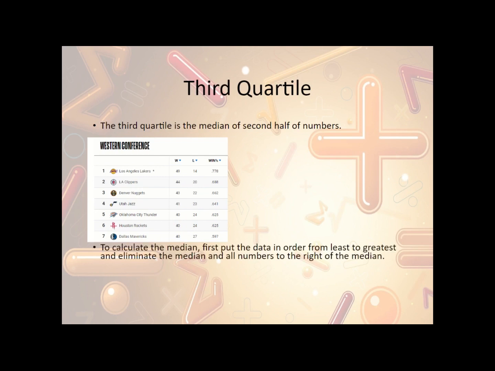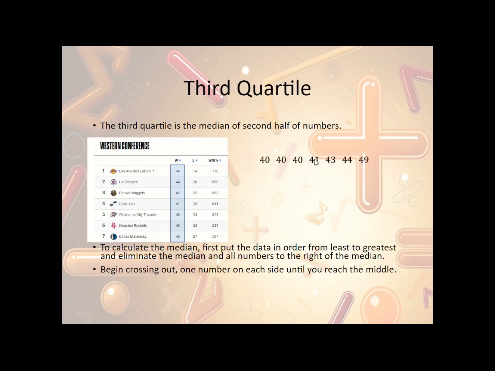So it's found exactly the same way, except we're going to look at just the right side of the median. So we put them in order from least to greatest. Here's our median, 41. So we're just going to look at the right side. So this is 43, 44, and 49. Then we cross out on each side until we get to the middle, and we're left with 44 as our median. So that becomes our third quartile.